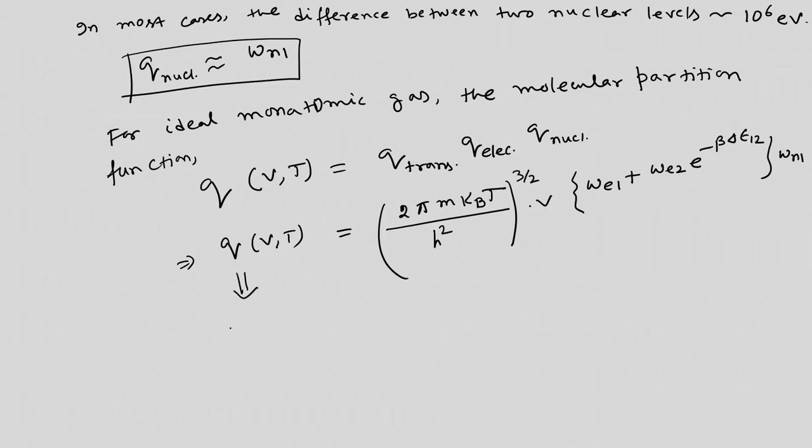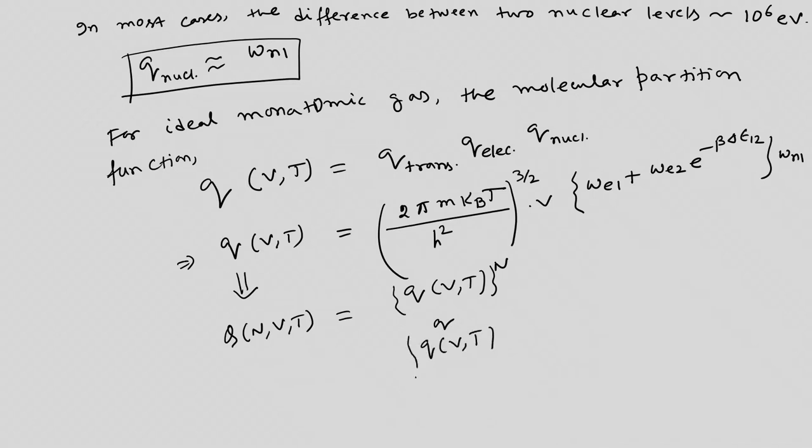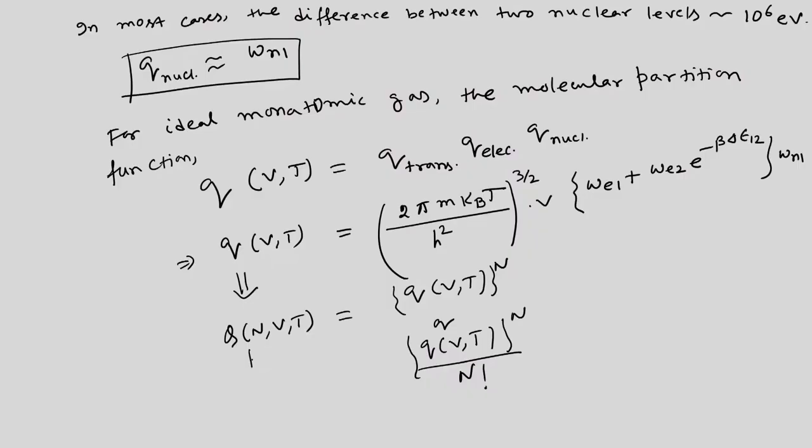Now, we got the partition function for a single molecule, and then what we do, we calculate total partition function or partition function for n number of particles by using either this Q(V,T) to the n or Q(V,T) to the n by factorial n, depending on whether the particles are distinguishable or indistinguishable. So, once we get capital Q, now we can calculate all macroscopic quantities, right, all thermodynamic quantities.